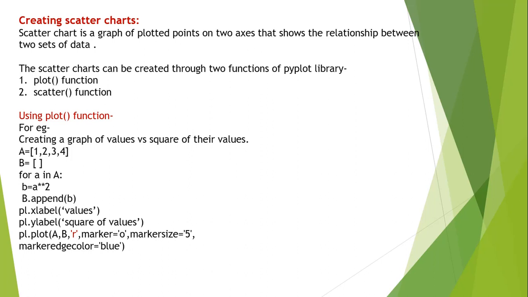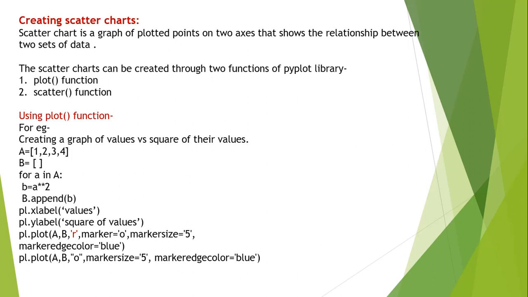Now let's see what we'll write for a scatter chart. All the previous lines will be written in the similar way as in the line chart, but the line pl dot plot a comma b comma r will be removed, and it will be replaced by this line pl dot plot a comma b comma o. O represents the marker here. In the previous line you can see marker equal to o was mentioned. Here we are not writing marker equal to, we directly give the marker in double quotes as o, which means it will represent the circle marker.